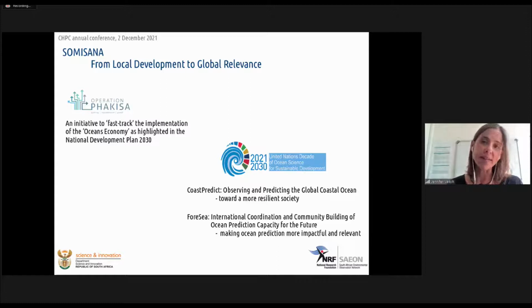So the development of a South African operational ocean forecast system supports not only the governance side of the oceans economy theme of Operations HPC, but it will also contribute internationally to both CoastPredict and ForeSea, which are endorsed programs of the UN Ocean Decade. Both have the overarching goal of developing ocean prediction capabilities that will benefit society. So my big goal is to represent South Africa in these programs and help to get operational ocean forecast systems more available to developing countries in Southern Africa.